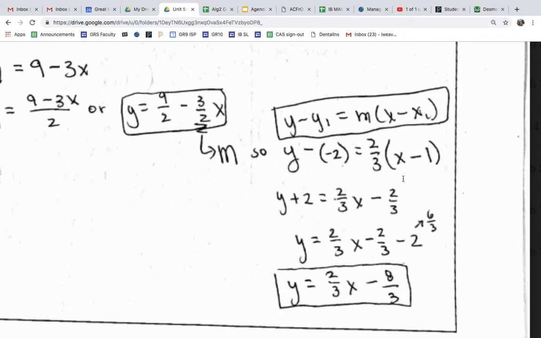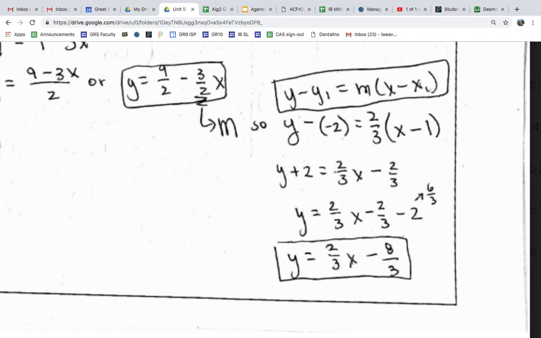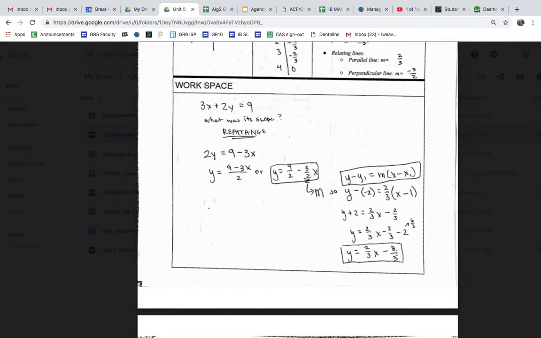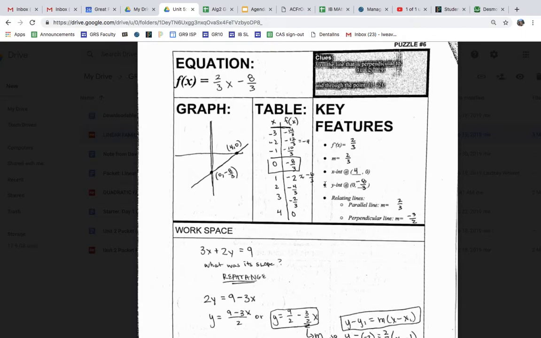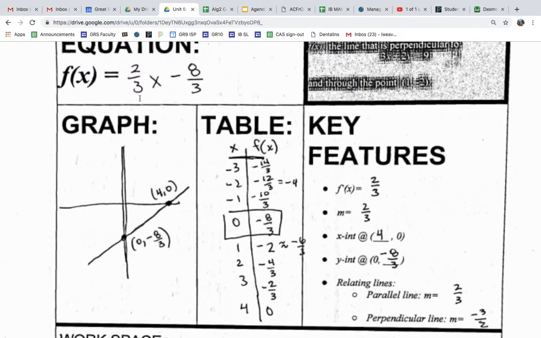And if I manipulate that a little bit and get a common denominator here, I end up with the line y equals 2/3 x minus 8/3. When I go to do that table, I'm going to start with my y-intercept, 0, negative 8/3. And then I know the slope is up 2/3 every time. So I am going to go up 2/3 to negative 6 over 3, up 2/3 to negative 4 over 3, up 2/3 to negative 2 over 3, up 2/3 to 0. And the same thing, you can work backwards. So work smarter, not harder in that.